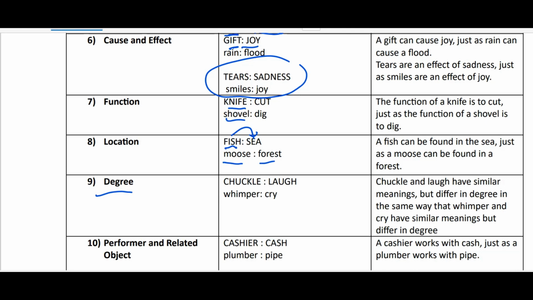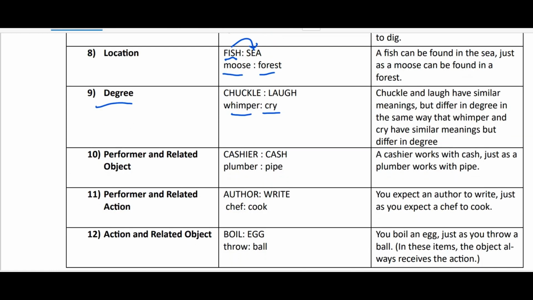Chuckle and laugh, they have similar meanings, but they differ in the degree. Okay, so chuckle and laugh, both of them have similar meanings, but the degree is different, just as whimper and cry. They have similar meanings, but they differ in the degree. So this is called degree relationship.